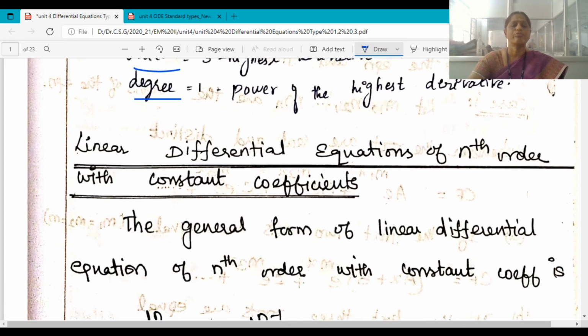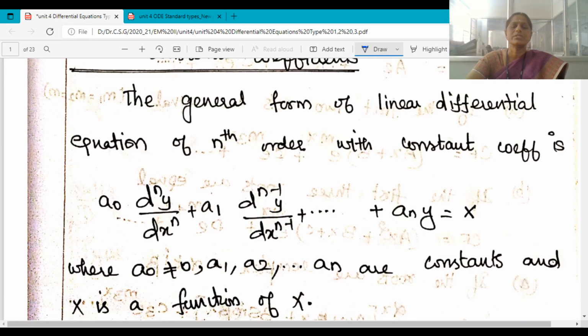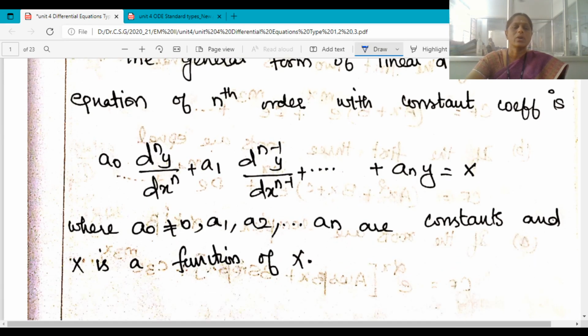So now let us go for the linear differential equation of nth order with constant coefficients. The general form of the linear differential equation of nth order is a naught d power n y by dx power n plus a1 d power n minus 1 y by dx power n minus 1 etc. plus a n y equal to X. Here a naught, a1 etc. a n are called the constants, and in order to represent that it is nth order, this a naught should not be equal to 0. And this capital X is a function of small x.